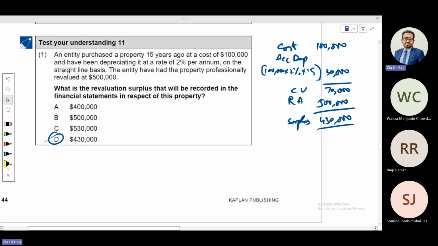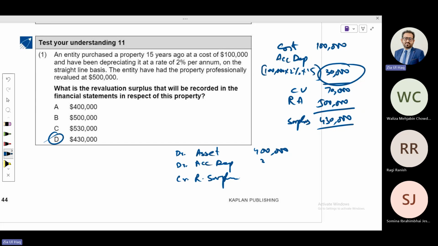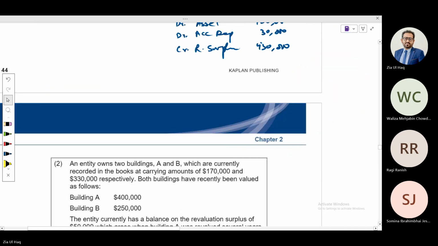Or if we try to make an entry, so debit asset, debit accumulated depreciation, and credit revaluation surplus. So the asset cost was 100, now it is 500. So the asset cost should be increased by this. And whatever is in the accumulated depreciation, we need to eliminate by debiting it. So the rest, 430,000, is the revaluation surplus on the credit side. Okay, number 2.